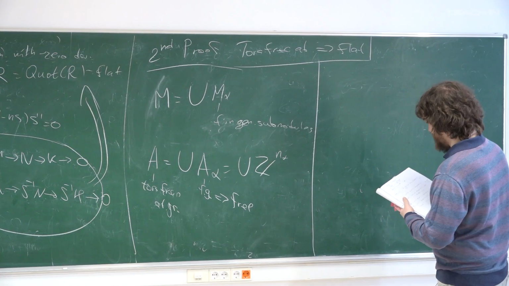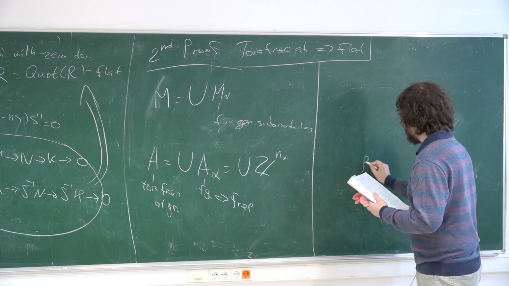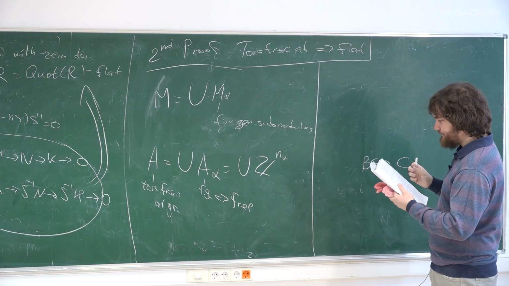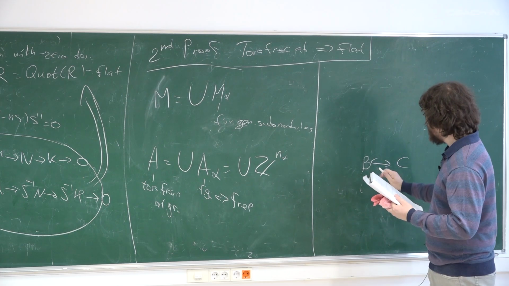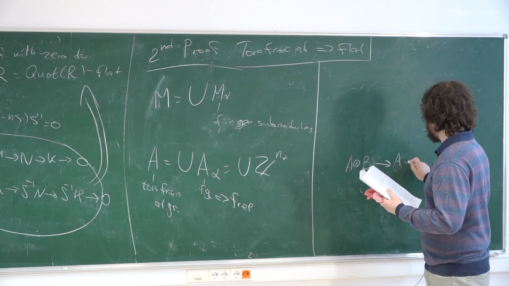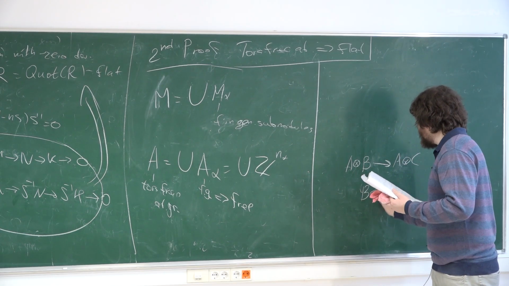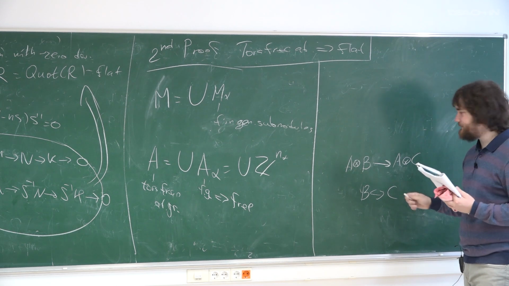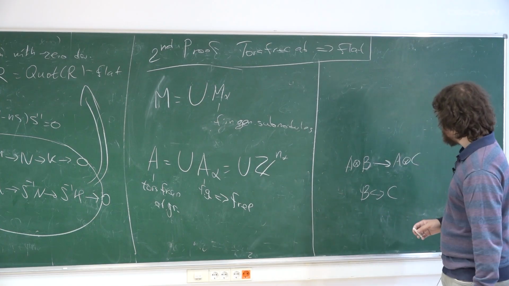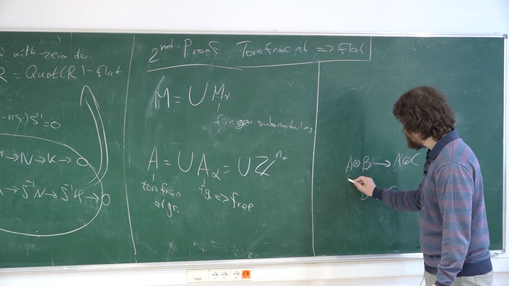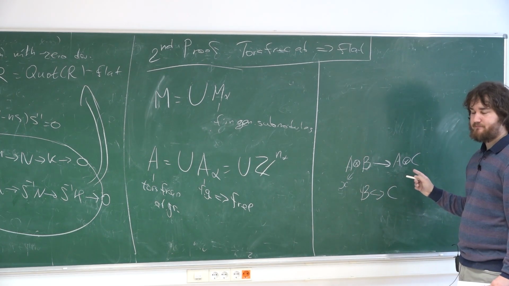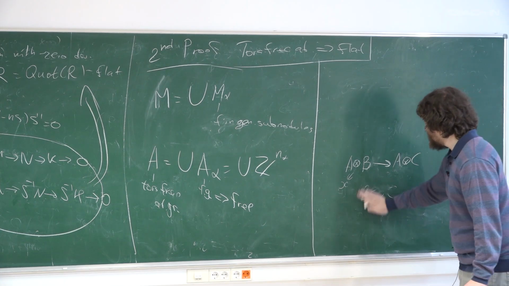I have the tensor product A tensor B to A tensor C. I need to check that if B to C was an inclusion, then this is also an inclusion. Now, consider some element x from here, which goes to 0.